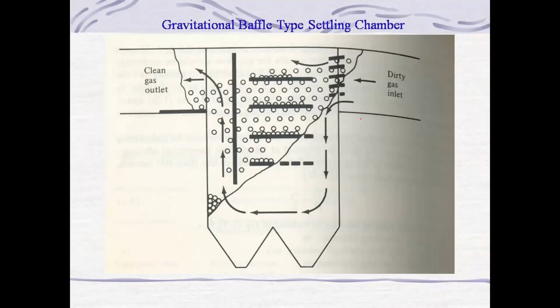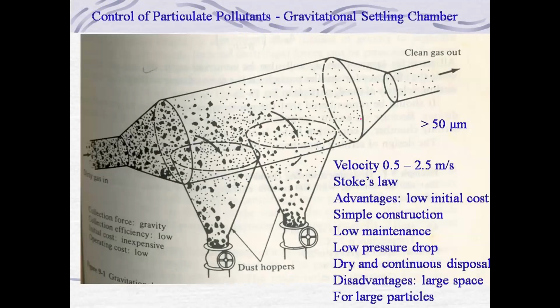Then the gravitational baffle type settling chamber. It is a gravitational settling chamber itself. Why is the word gravitational used? Because here we are not using any other equipment. We just allow the air to flow in a horizontal direction, and while flowing, because of the weight and mass of the particulate matter, it falls down by gravitation. That's why the word gravitational is used in front of settling chamber.